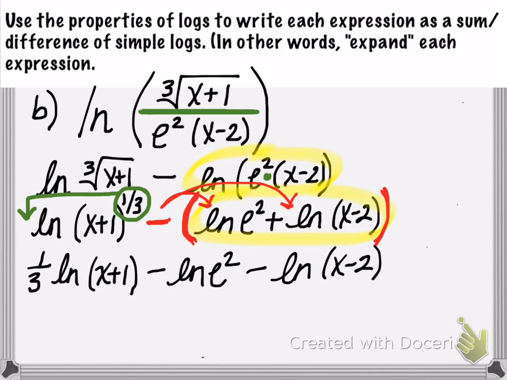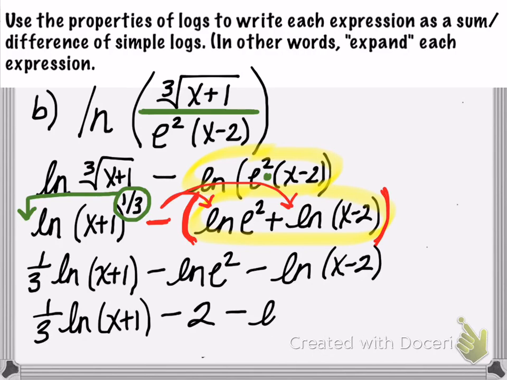Alright, so now, putting that all together, my first logarithm I can't do anything with, and the reason why I cannot use any additional properties on this log is because the argument contains addition, and we don't have any properties of logs that help us with addition in the argument. Minus, my second logarithm is actually equal to just 2, and then minus the natural log of x minus 2.